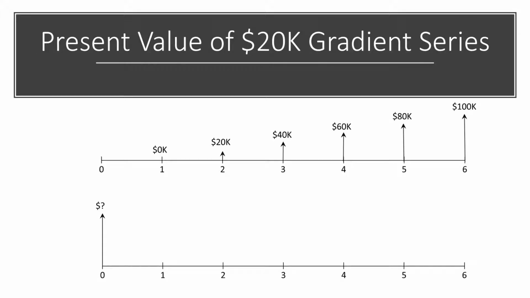Okay. Now the other type of series that we talked about. So we looked at a single expense or benefit, an annual or uniform series, and we can also look at a gradient. So in this case, remember the gradient starts out at 0 and goes up by an even increment. So in this case, we're looking at an increment of 20K per year going from year 1 through year 6. So we're looking for the present equivalent value of this 20K gradient series.